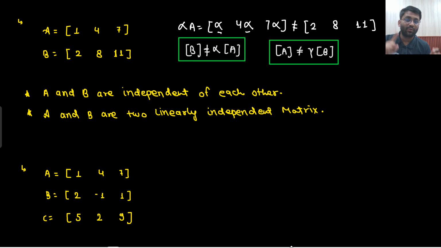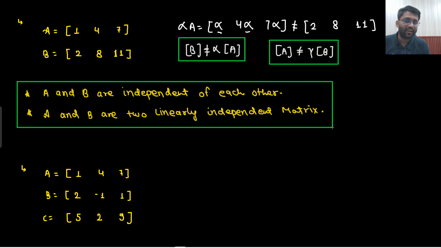Okay, so I am focusing a lot on these statements. They are very, very, very important statements. A and B are independent of each other, or you can say A and B are two linearly independent matrices. Okay, two linearly independent matrices. Plural of matrix is matrices.